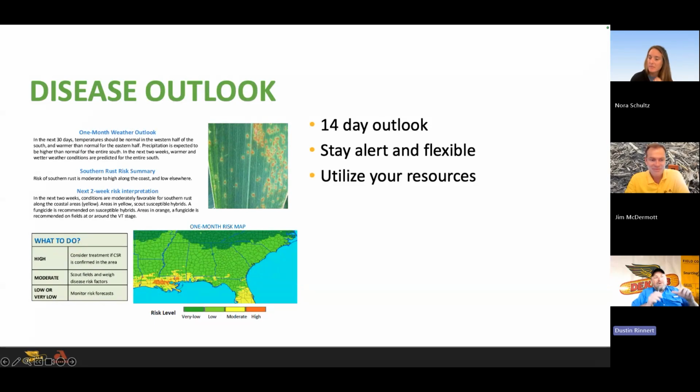Yeah, we had a perfect storm, so to say, last year of how it all lined up to have a huge outbreak of southern rust. But we learned a lot, and now this year trying to be more proactive and really keep a close eye on the movement of it.